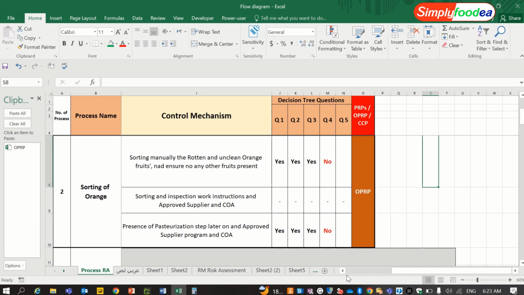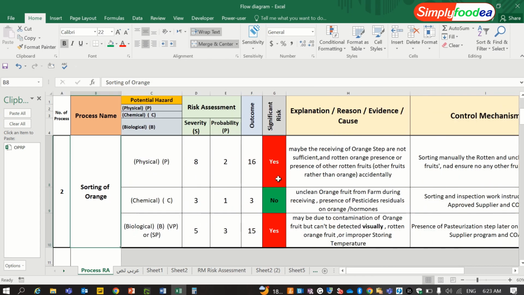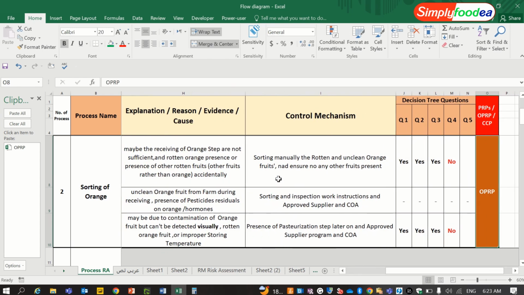So for any process, you mention it step by step or hazard by hazard. For example, in this part we have mentioned the physical hazard separately from the chemical and from the biological. Then later on, we take the most severe one, or the program which needs more control. So in this part it will be the OPRP.